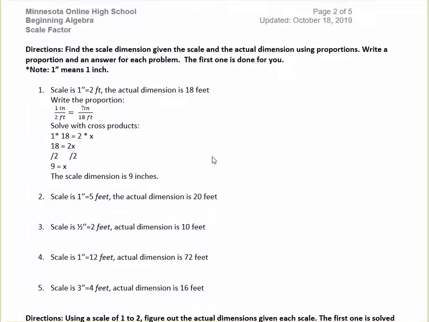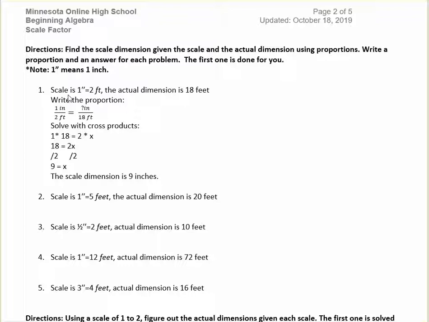Alright, so here's what we're going to do for some of our problems. The first part is we're going to find the scale dimension given the scale and the actual dimension. And we'll use proportions to do that. You can also do these in your head. You don't have to use a proportion, but since we just learned about proportions, I thought it would be good practice to do it that way, and it helps us ensure that we have the correct answer. If I write 1 with quotation marks after it, that really is a way of saying 1 inch. So make sure you notice that.